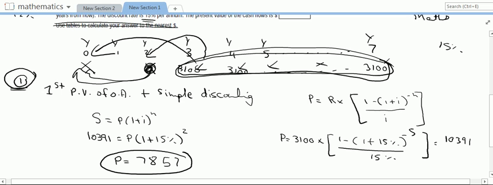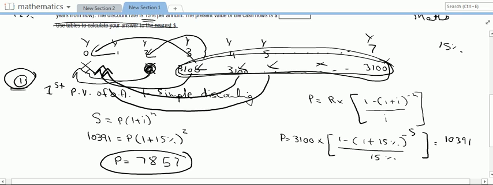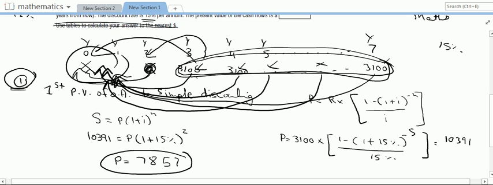Under method number 2, what you can do is simply bring this 3100 rupees 3 years back, bring this 3100 rupees 4 years back, bring this 3100 rupees 5 years back, bring this 3100 rupees 6 years back, bring this 3100 rupees 7 years back by simple discounting, and then add all of the values which you have calculated. This will be method number 2, which I am explaining verbally.